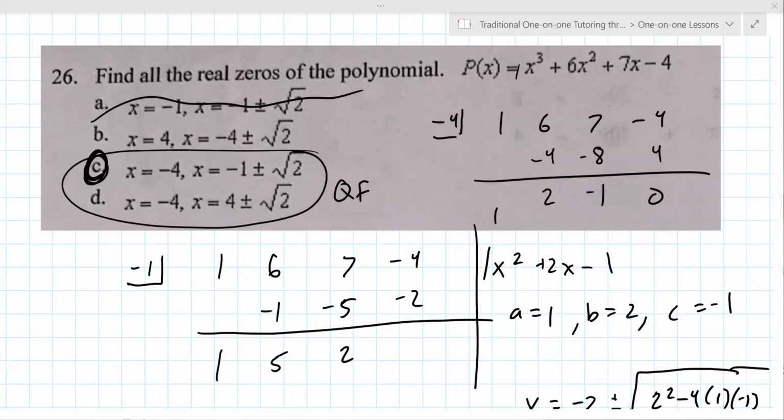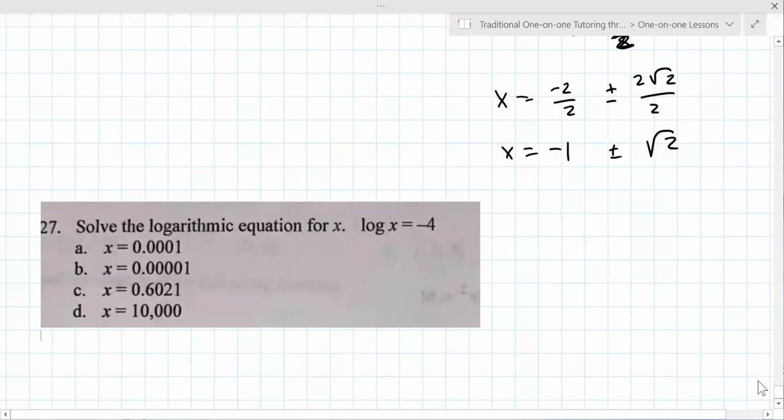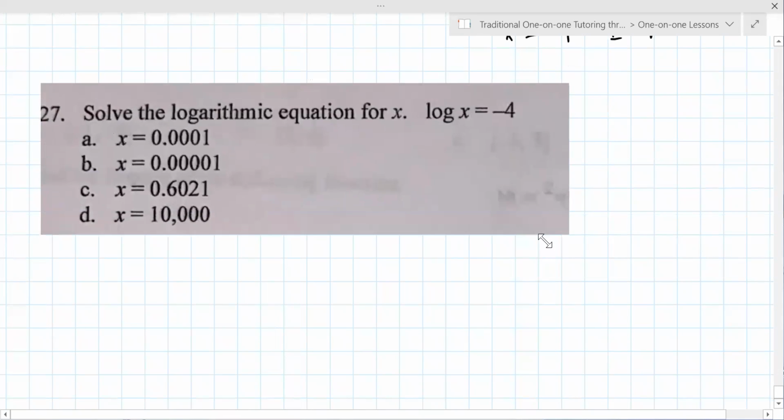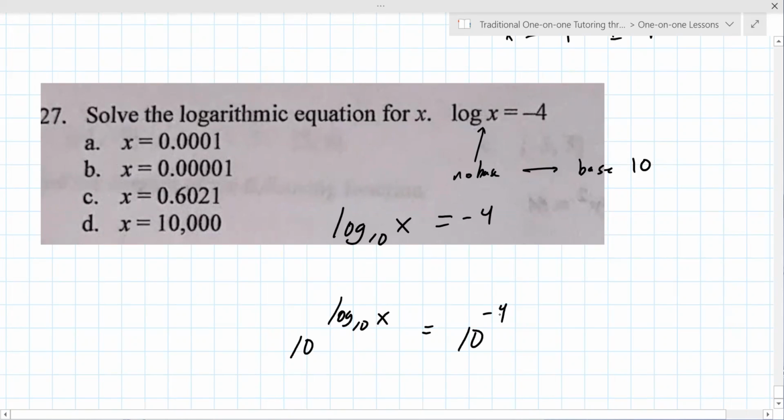Let's look at number 27. All right, so it says to solve this logarithmic equation for x. Whenever there's no base here, you assume that it's base 10. So it's really log base 10 of x equals -4. To undo log base 10, it's 10 to the log base 10 of x equals 10 to the -4. You might think, well, how does that help me? Well, that gets rid of the stuff on the left. So it's x equals 10 to the -4.